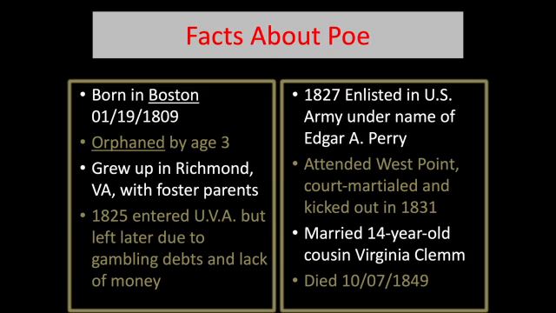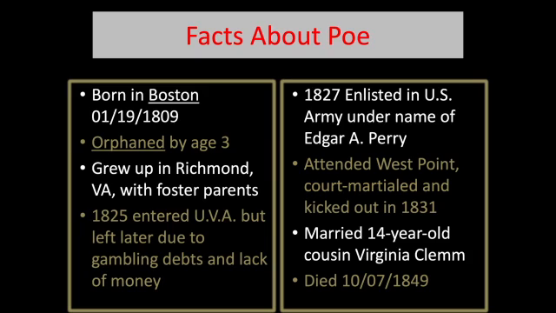Now, some facts about Poe. When he's orphaned by age 3, he grows up in Richmond, Virginia with foster parents. That's where he gets his secondary name, Allen. And in 1825, he entered the University of Virginia, but he left later due to gambling debts and just simply a lack of money. So then in 1827, he enlisted in the U.S.